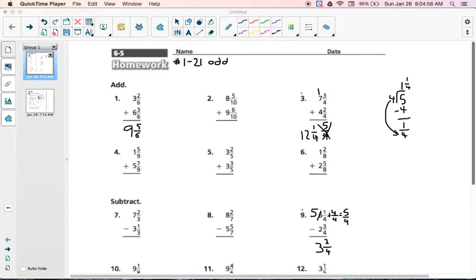The fraction stays on this side, and you take the whole number and add it up here. 7 plus 1 is 8, plus 4 is 12. 12 and 1/4. Okay. Do problem 5 in a similar fashion.